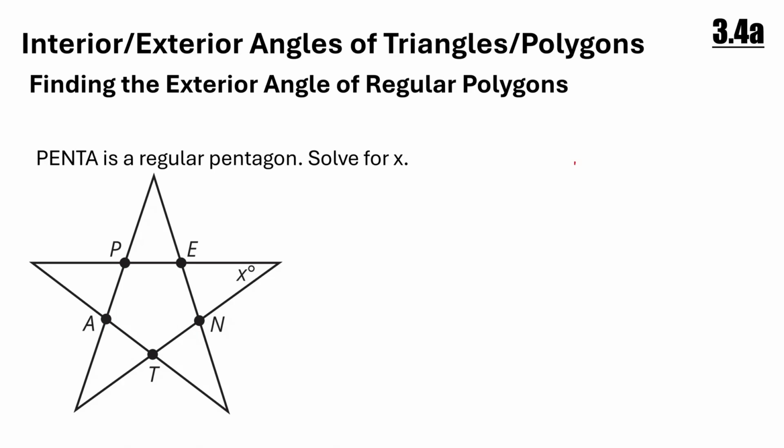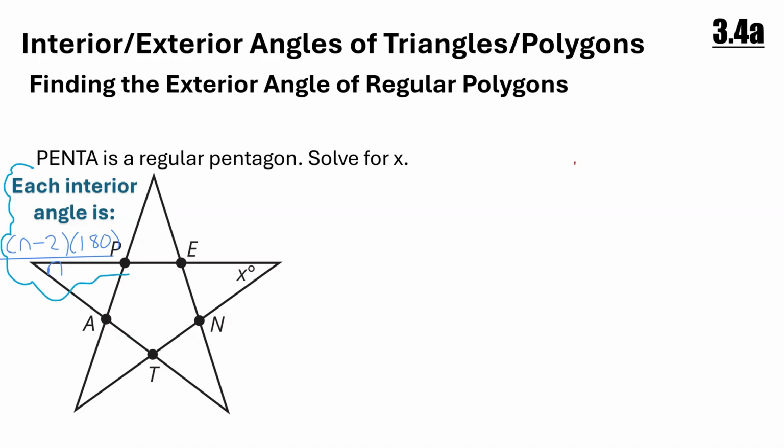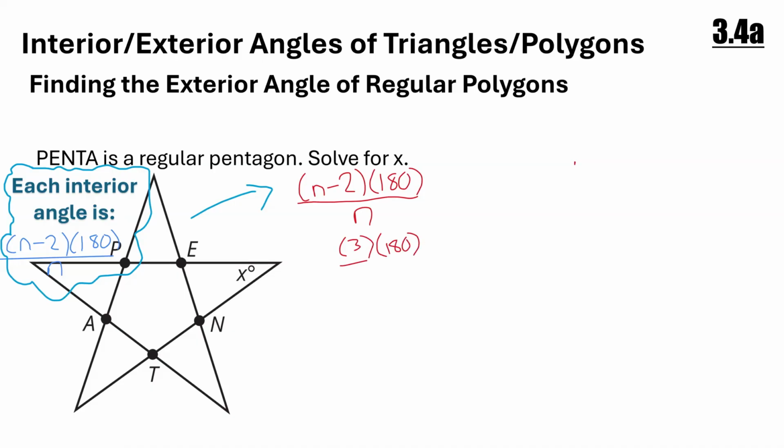Since PENTA is a regular pentagon, you can use the formula n minus 2 times 180 divided by n to find the value of each angle. Using substitution, this will be 5 minus 2 times 180 divided by 5, which equals 108. This means that each interior angle is 108 degrees.